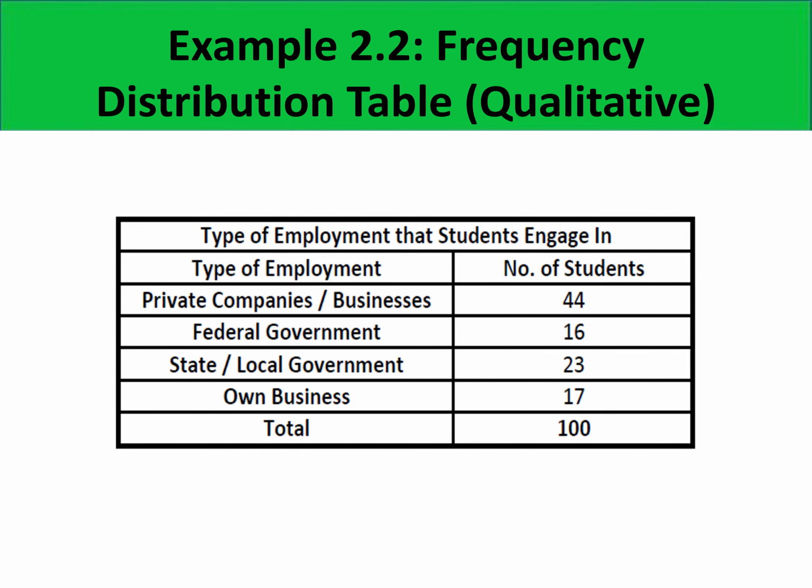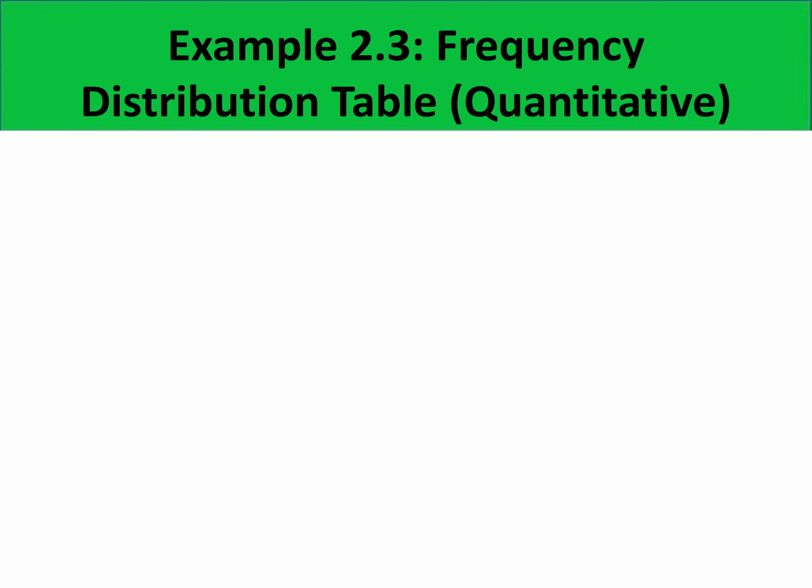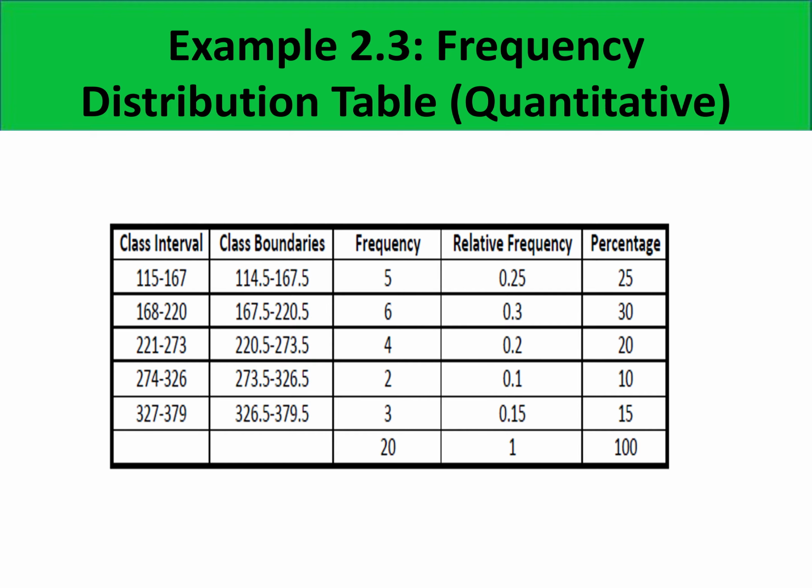This is an example of a table presentation for the qualitative variable type of employment. On the other hand, this is an example of a frequency distribution for quantitative data as evident from the class interval in the first column.